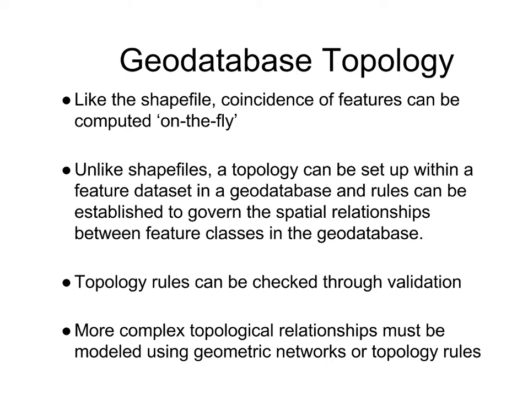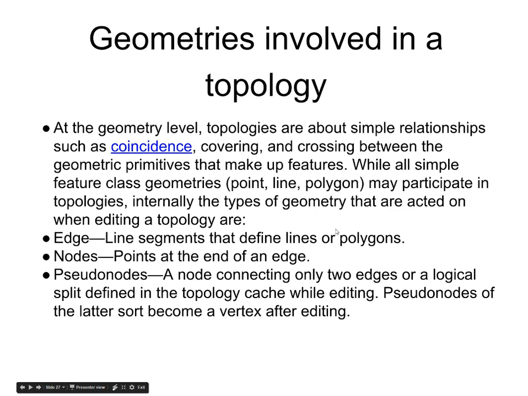So like a shapefile, the coincidence of features can be computed on the fly. The topology rules are checked through validation. This information is not stored in tables. The features are checked against a set of rules on the fly. So the power of this really becomes that you can check a lot of data for errors using this tool.